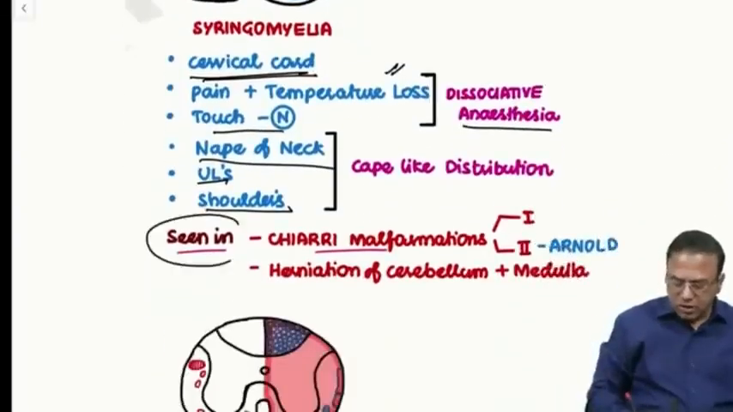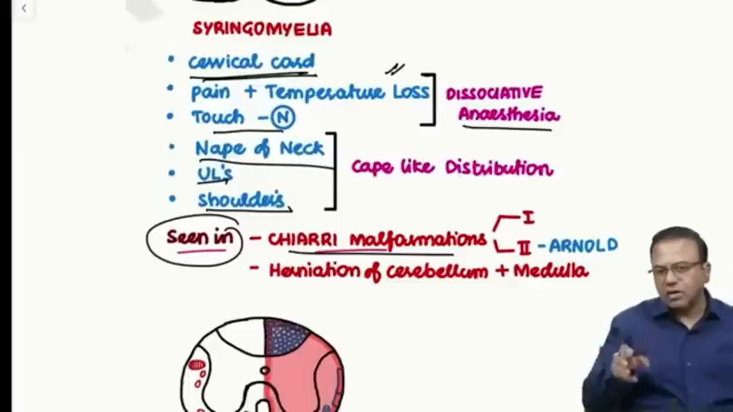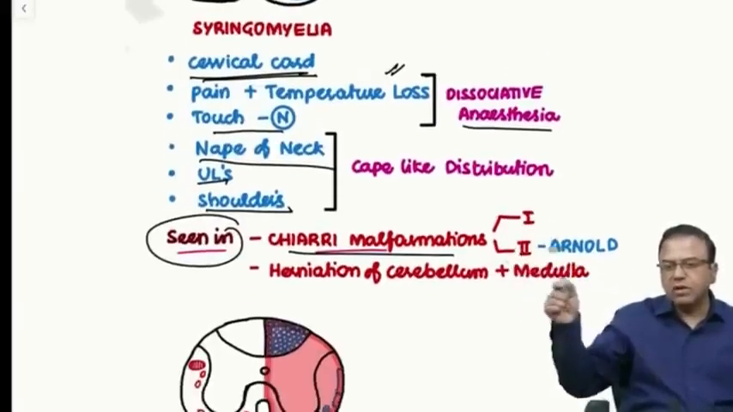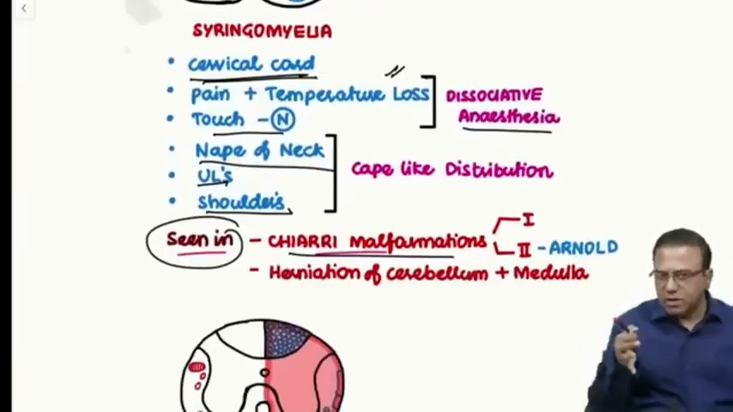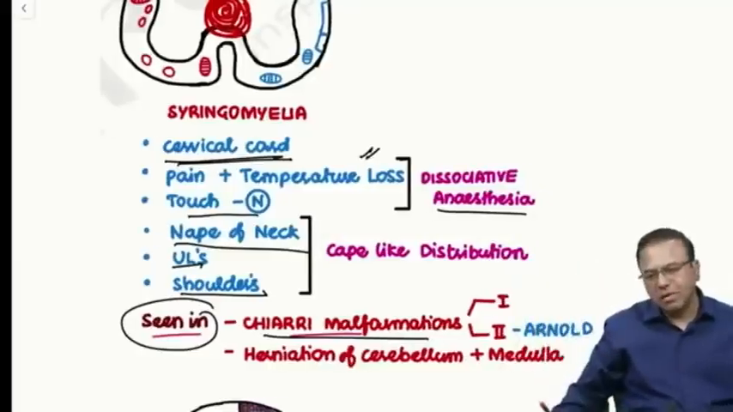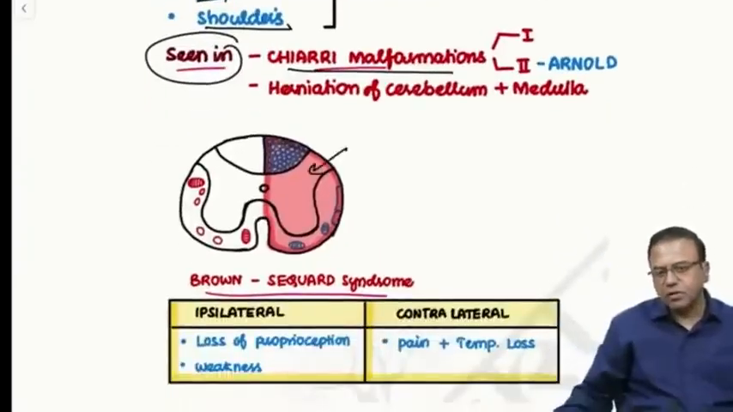It is associated with Chiari malformation, and with Chiari, as you know, there is herniation of the cerebellum. So cerebellar signs in addition to dissociative anesthesia will tell you it is Chiari. You get some cerebellum compression plus dissociative anesthesia, that combined picture will tell you the answer is Chiari malformation. If you see half the spinal cord is affected, it is Brown-Séquard syndrome.